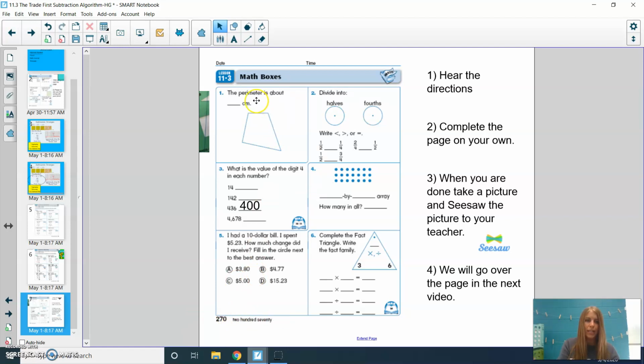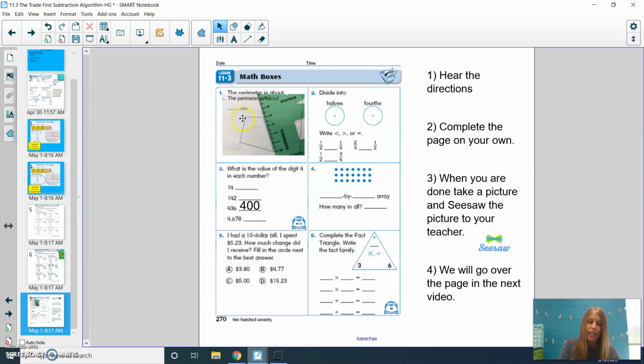For question number 1, the perimeter is about how many centimeters? Now just to remind you, when we're finding the perimeter, you're going to want to use your template. You're going to want to line that up. Notice how I have my 0 on the one edge and my 4 is up at the top. So I know that this side is 4 centimeters. Now I'm going to keep turning that template so I measure all 4 sides. Once I have all 4 sides measured, then I can add those up. And again, I want to just say about how many centimeters it would be for all 4 sides.